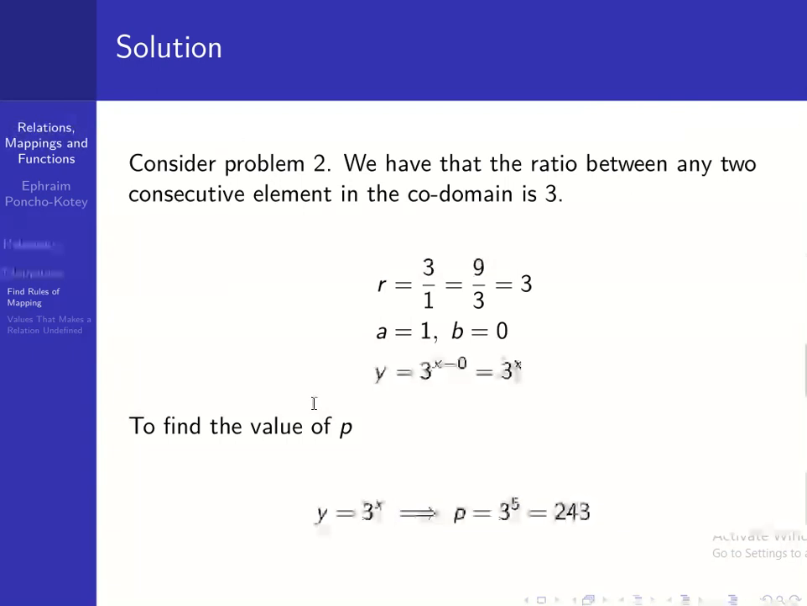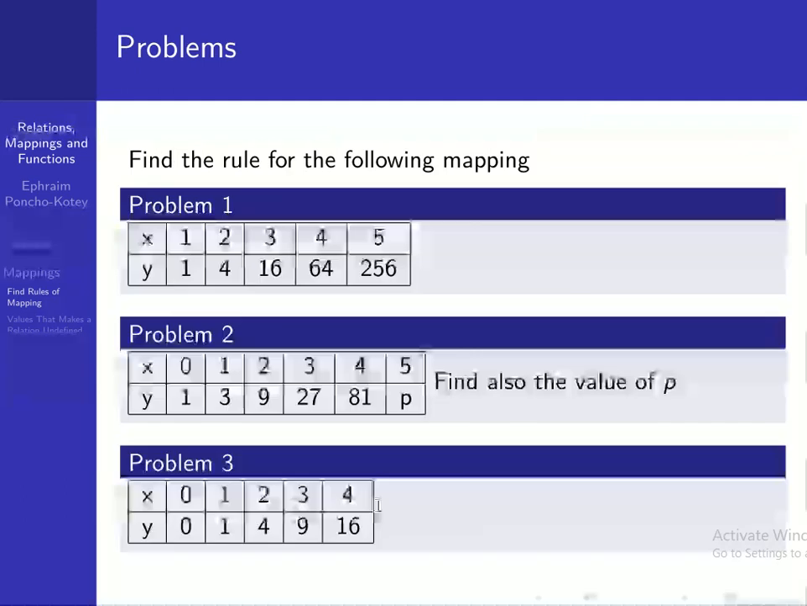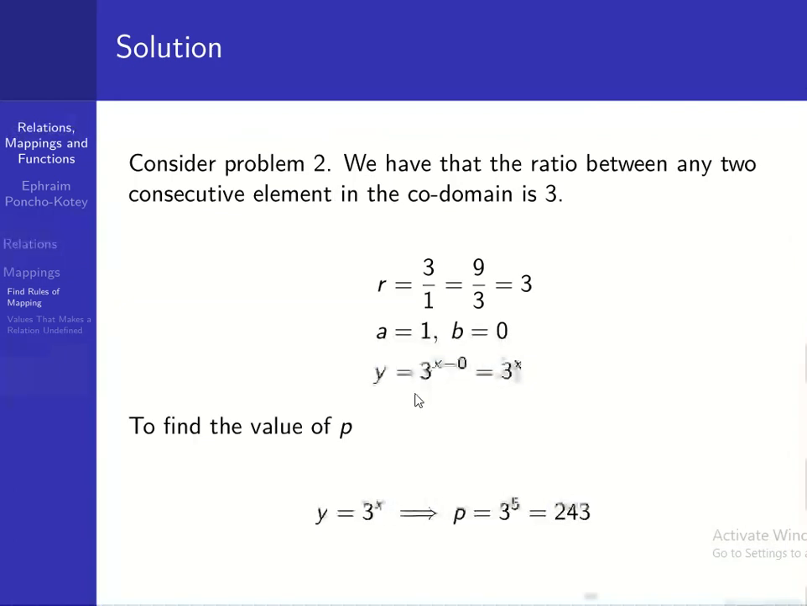Now what's our A? Our A is the first element in the codomain. That's 1. Now B is the first element in the domain. That's 0. Now with this, we substitute into the relation. Then we get y equals 3 to the power x to be the rule. Now to find P, what do I need to do? I know that in the question it was given that x is 5 and y is P. So I made a substitution into that. Then I have that y will be 243. That is, P is 243.